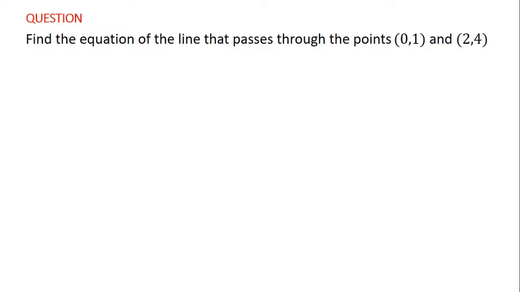The question for this video is: find the equation of the line that passes through the points 1, 0 and 2, 4. So this straight line passes through the points 1, 0 and 2, 4. The question wants us to find the equation of the line. As we learned in the previous video, the first thing you need to do is to use the coordinates of these points to find the gradient of the line.